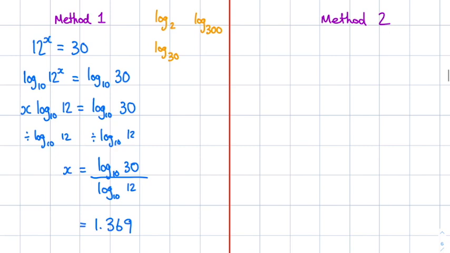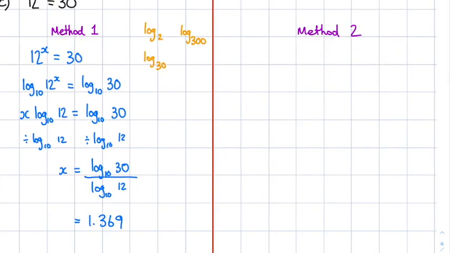Okay, I said I'm going to do this two ways. So I'm going over here to method 2. In method 2, initially I'm going to rewrite 12 to the power of x equals 30 in logarithmic form. All right, that's different to method 1. In method 1, I took log of both sides. Here, I'm going to rewrite the equation. So instead of 12 to the power of x equals 30, I'm going to have x is equal to log base 12 of 30. All right, I've rewritten it in log form.